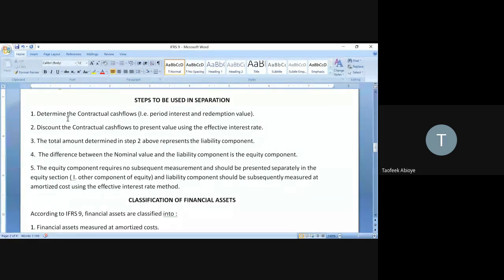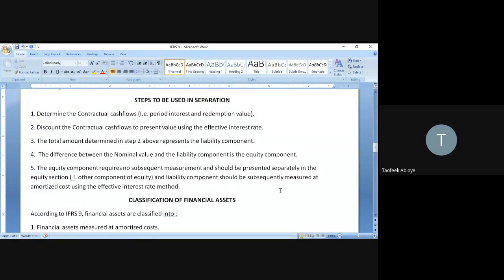Step 1 says determine the contractual cash flow. That means periodic interest and redemption value. Step 2, discount the contractual cash flow to present value using the effective interest rate. That's what we did. We discount all those 500,000 to present value using the effective interest rate of 8%. Then step 3, the amount determined in step 2 represents the liability component. Then the difference between the nominal value and the liability component is the equity component.